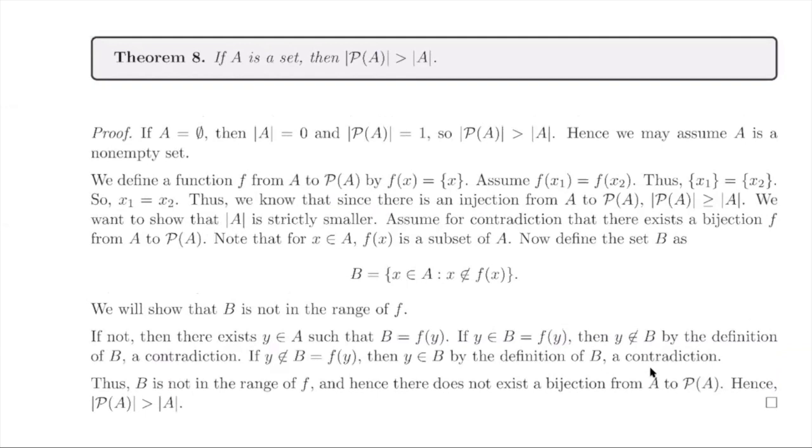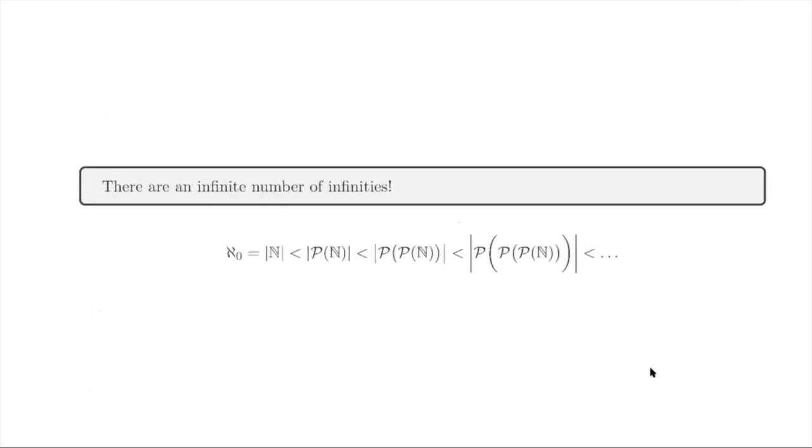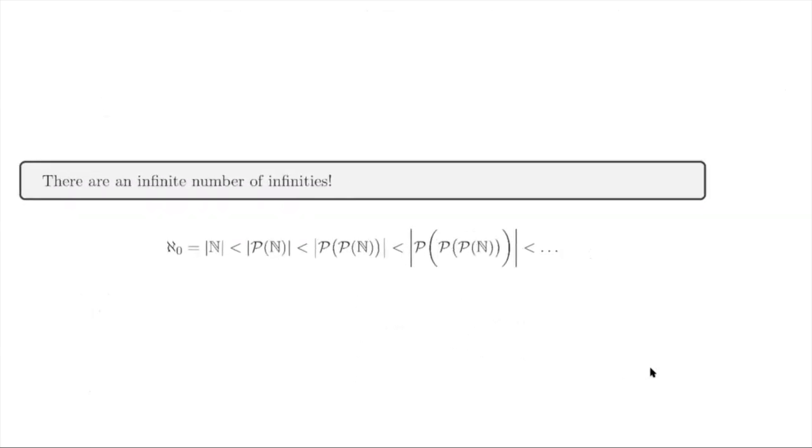So the proof is sketched out here. I'll leave that aside for now. We can come back to this if you're curious about this. But it is true that the cardinality of the power set of A is strictly bigger than the cardinality of A. And so from this, we do get a whole infinite ordering of infinity. There's an infinite number of infinities.